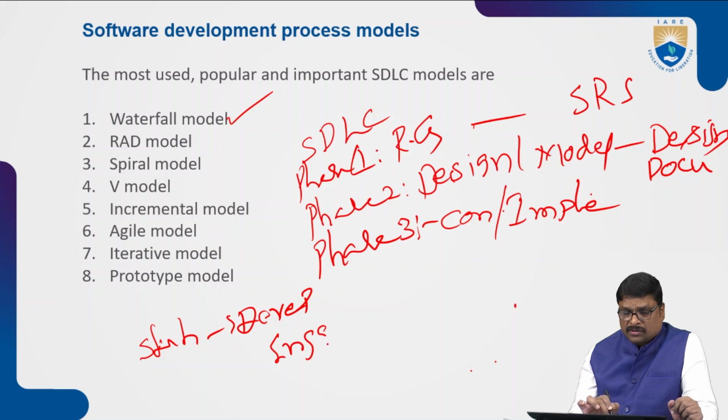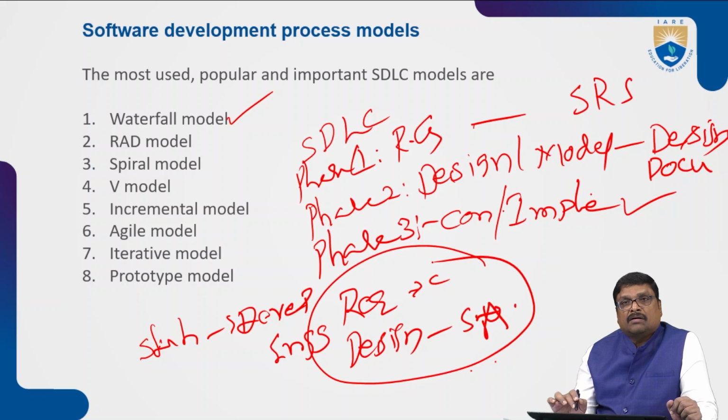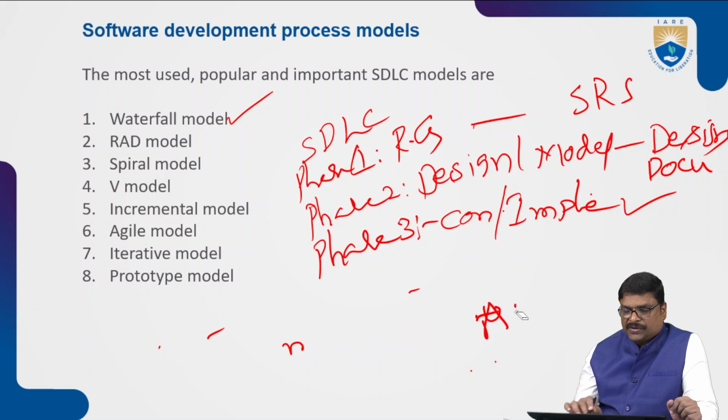So the job of the software developers in the construction or implementation phase is, they have to understand the requirements given by the customer. Then they have to understand the design documents, which are prepared by the solution architect. Then they start developing source code. So that is the job of any software developer in phase 3.